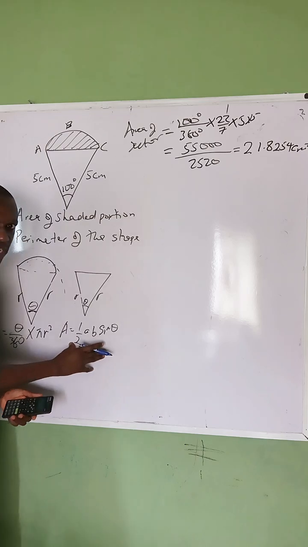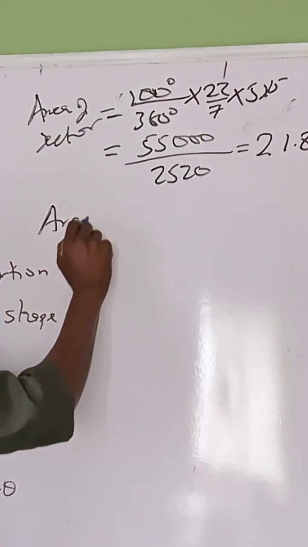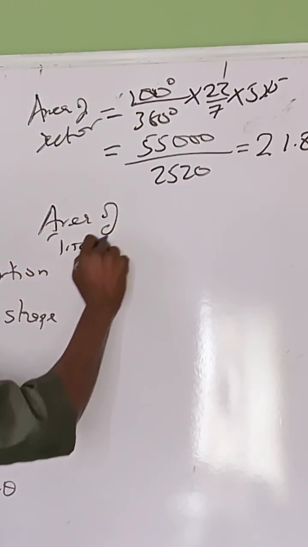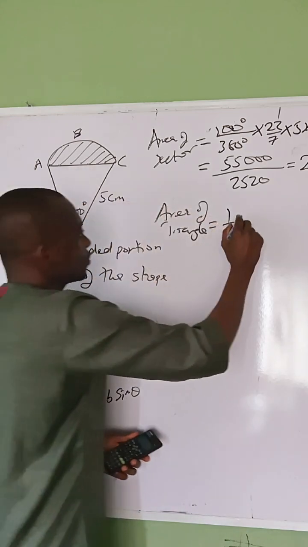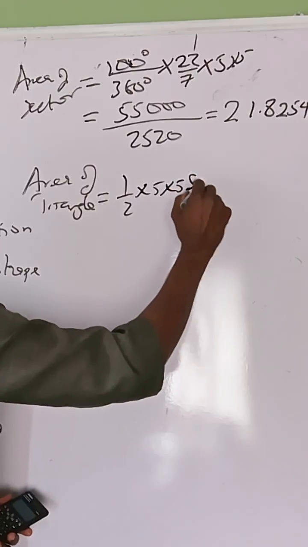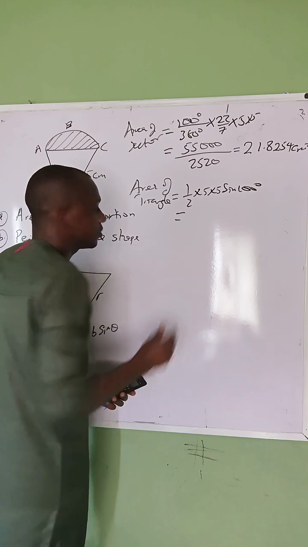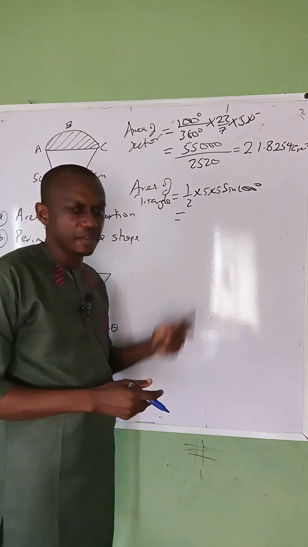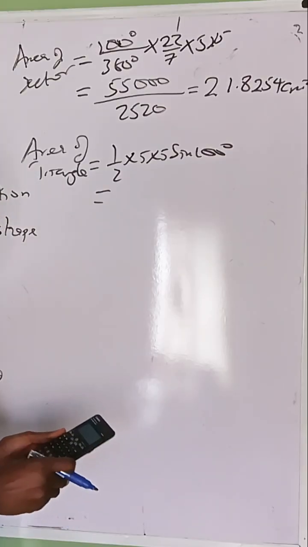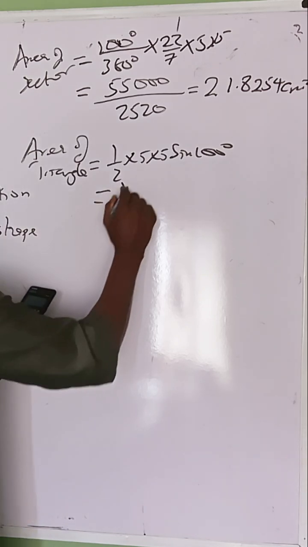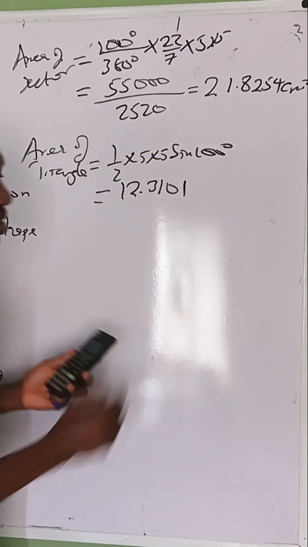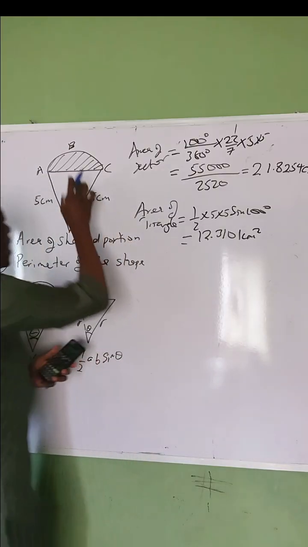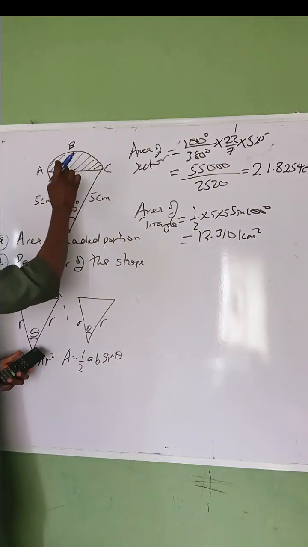Now, the area of the triangle. The area of the triangle will be half into AB. What's our A? 5 and B is also 5. So times 5 times 5 sine 100 degrees. It means that 5 times 5 is 25, and we divide that by 2. So the final answer is 12.3101 centimeters squared. Therefore, the area of the shaded portion will now be the area of the sector minus that of the triangle.